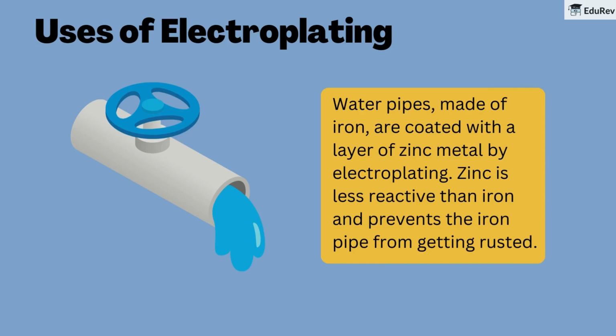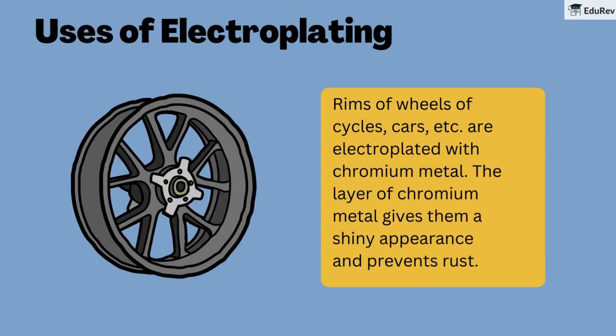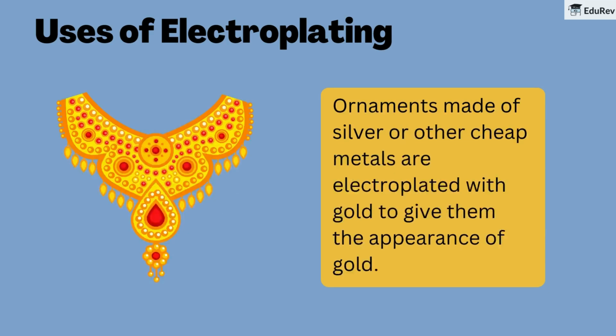Electroplating has many uses. Water pipes, made of iron, are coated with a layer of zinc metal by electroplating. Zinc is less reactive than iron and prevents the iron pipe from getting rusted. Rims of wheels of cycles, cars, etc. are electroplated with chromium metal. The layer of chromium metal gives them a shiny appearance and prevents rust. Ornaments made of silver or other cheap metals are electroplated with gold to give them the appearance of gold.